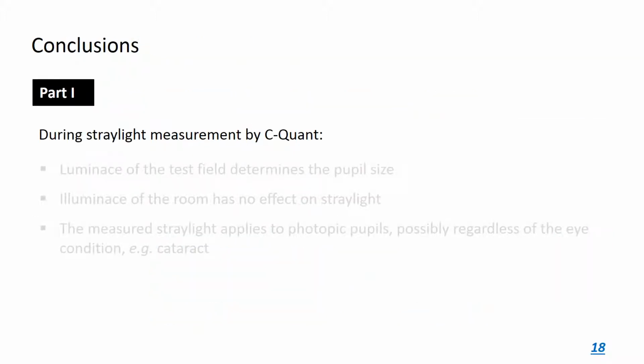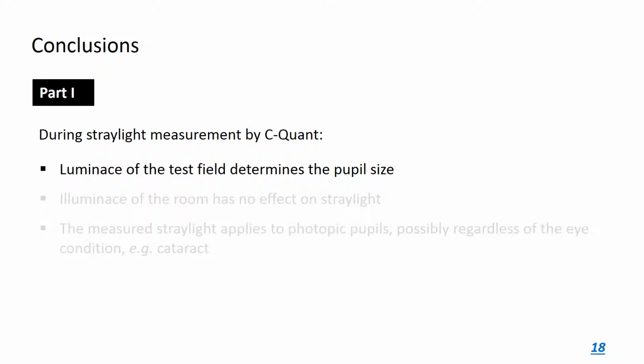In the first part of this work, we had aimed to find out the pupillary conditions during stray light measurement with the C-Quant, and the potential effect this might have on stray light in normal aging eyes. The outcomes led to the following conclusions.